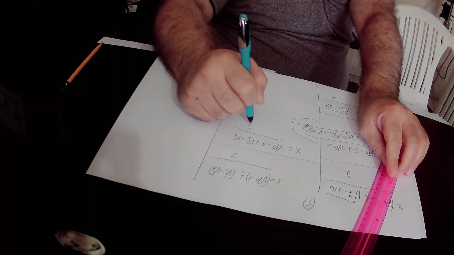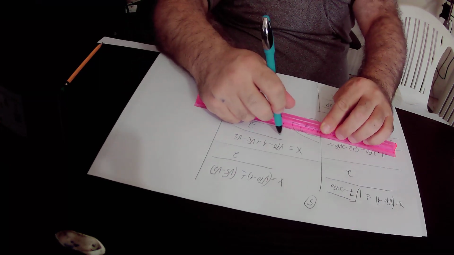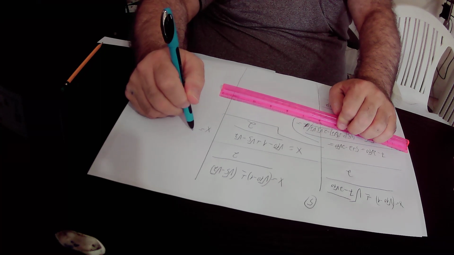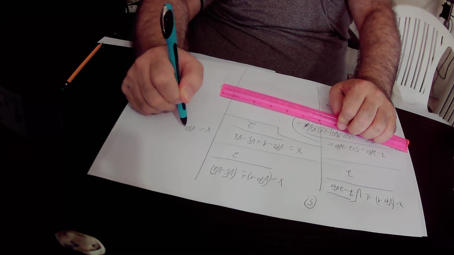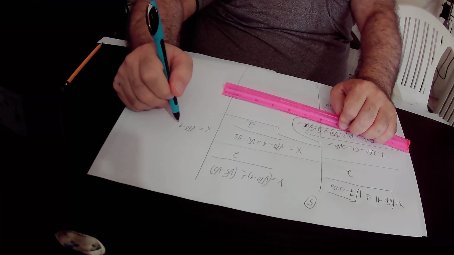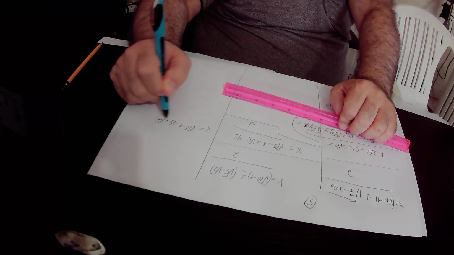This is the first solution that is possible, and the second solution that is possible is x equals square root of 10 minus 1 minus square root of 5 plus square root of 2 over 2.